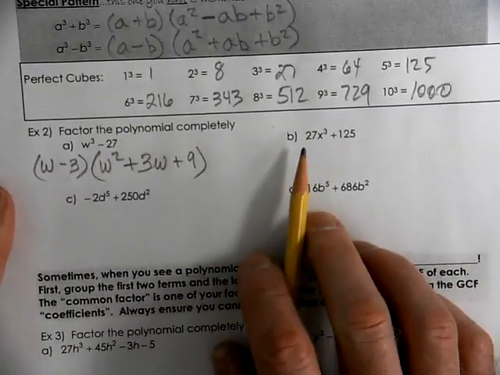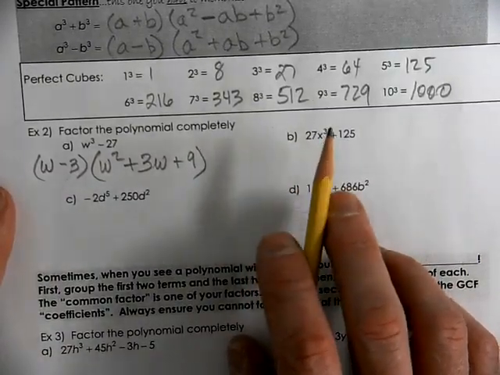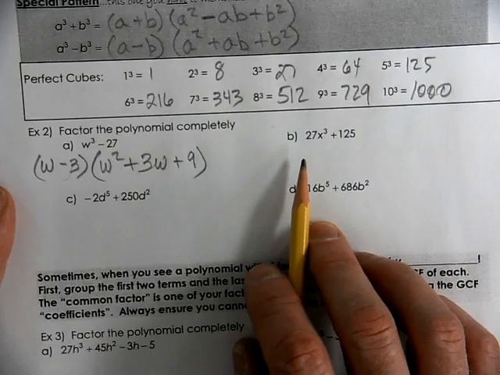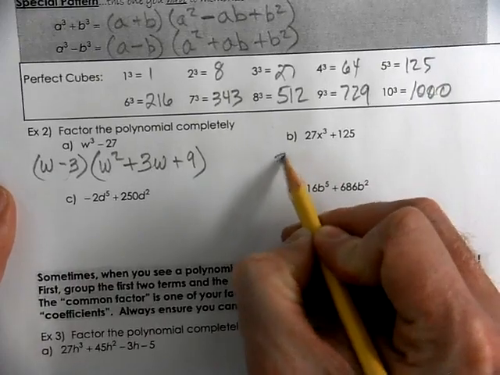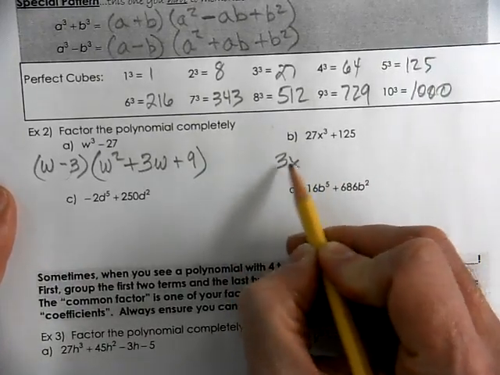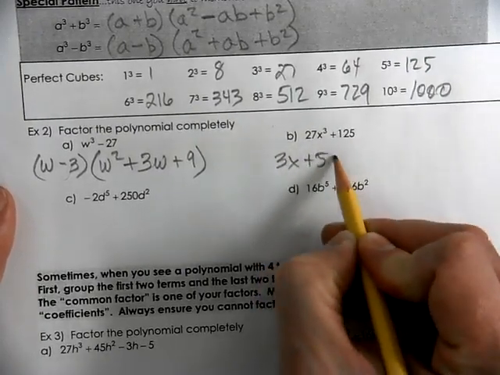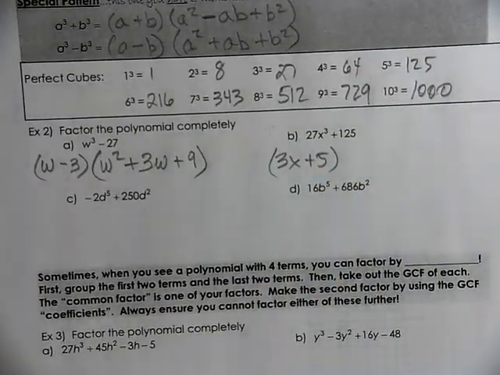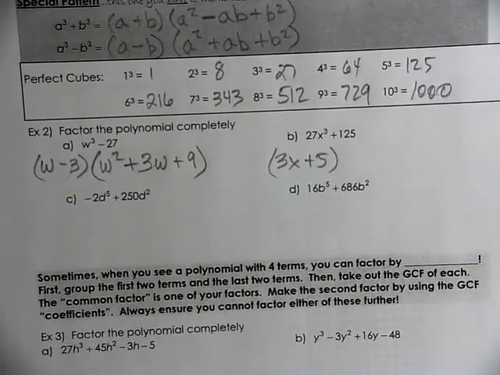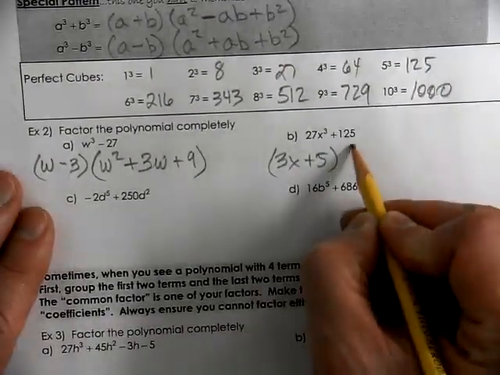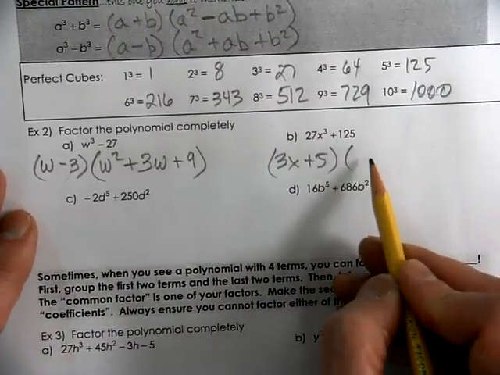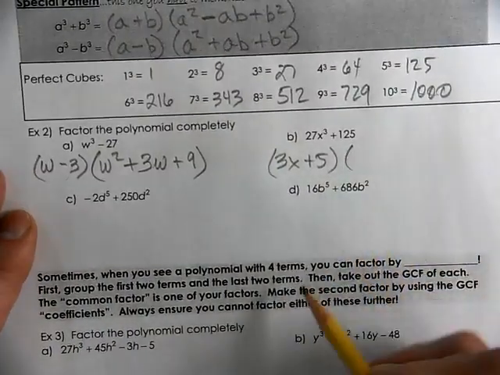Let's take a look here. What times what makes 27? So 3x times 3x times 3x makes 27x cubed. And 5 times 5 times 5 makes 125. So this is a tricky one. What's going to go in this spot right there?